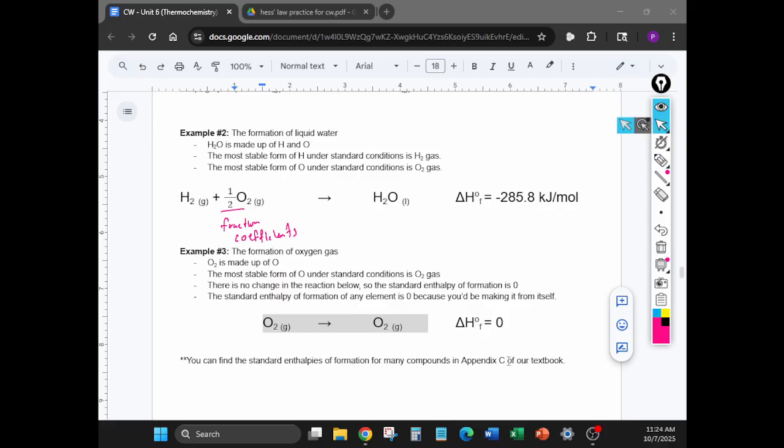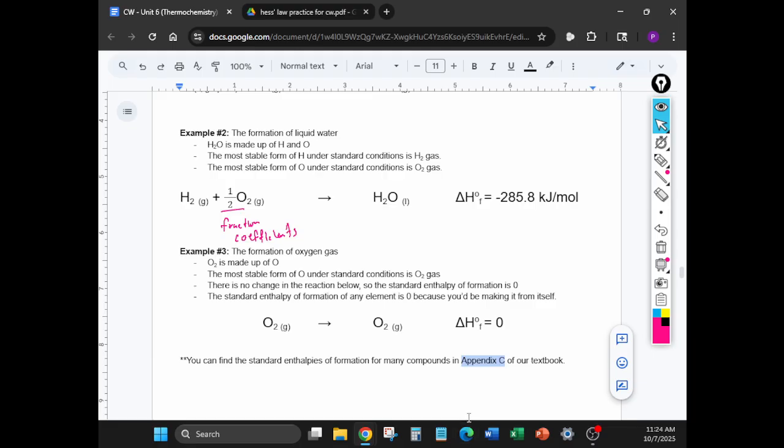And if you take a look at Appendix C in your textbook, you should be able to see a huge table with all the enthalpies of formation for different compounds. You do not need to memorize any of them. The only thing you do need to memorize is the elemental forms, like the stuff we talked about, oxidation reduction, the diatomic gases, and things like that, the solids and whatnot.